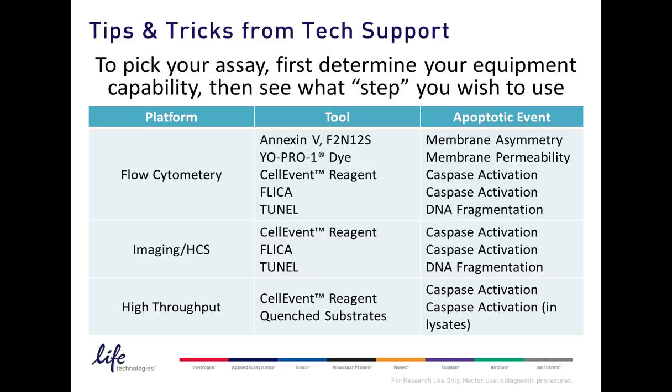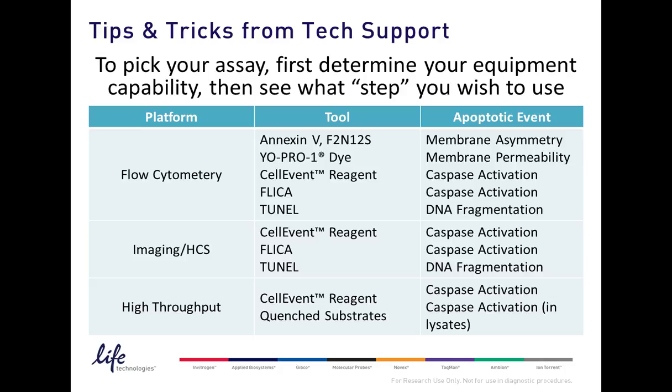So finally, we just have a table to finish off to help you seed some thoughts about which assay to use, determine your equipment, and then look at what step you want to use. Using flow cytometry, some of the tools that are commonly used are Annexin kits, F2N12S, YO-PRO dye for differential membrane permeability, CellEvent reagents, FLICA, and TUNEL, all of which work very nicely in flow cytometry. And they will pick up those events that we list on the right. So Annexins and F2N12S will pick up that membrane asymmetry, YO-PRO for membrane permeability, CellEvent for caspase, FLICA for caspase, and TUNEL for DNA fragmentation.